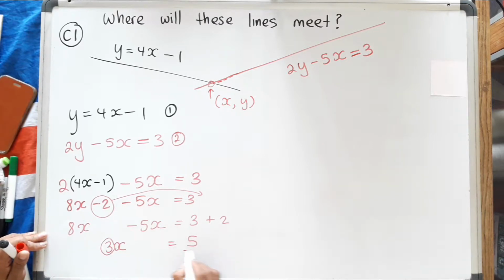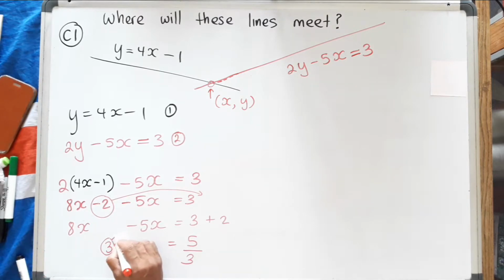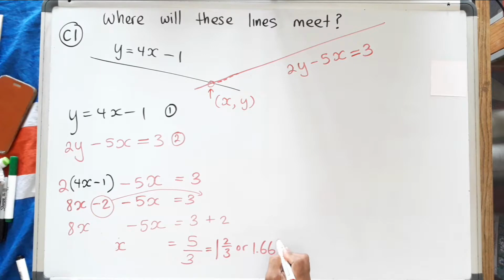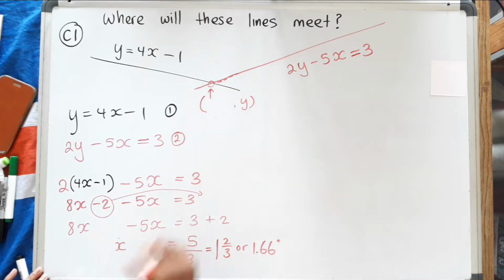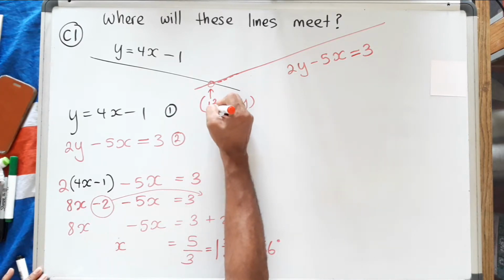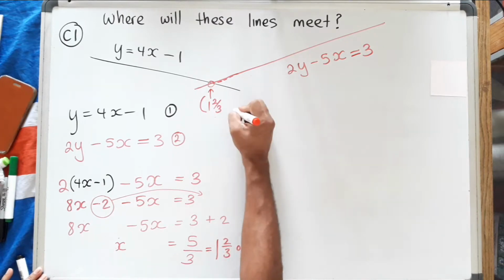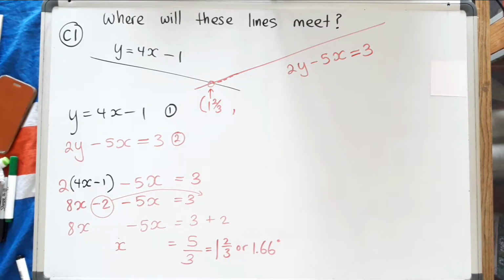The 3 is multiplied, throw it across and you get a divide. So my x value, I'm going to erase this 3 here because I threw it across to the other side. My x value is 5 on 3, or 1 and 2/3, or 1.66 recurring. So I have my x coordinate for the answer. I'm going to make some space here. My x coordinate is 1 and 2/3. Okay? Now it's time for me to figure out my y value.